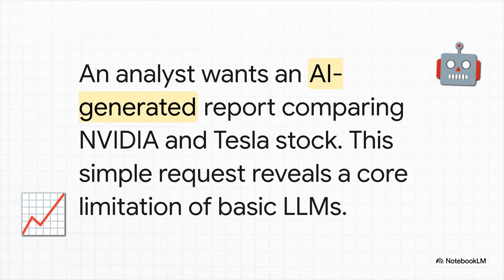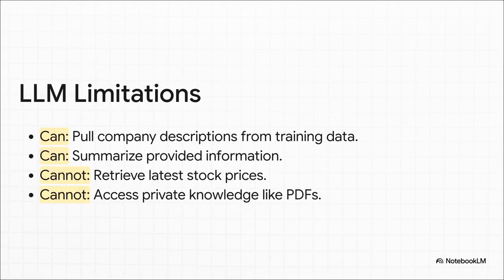Okay, let's make this real. Imagine you ask an AI for a quick equity report comparing, say, NVIDIA and Tesla. Sounds simple, right? Well, this exact request is where a standard language model just hits a wall. So the LLM can tell you what NVIDIA and Tesla do. Sure, that's baked into its training data. But ask for the latest, up-to-the-minute stock price? No way. Or what about a private company report sitting on your internal server?